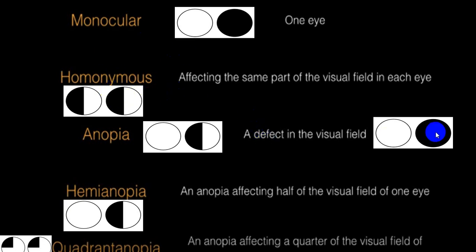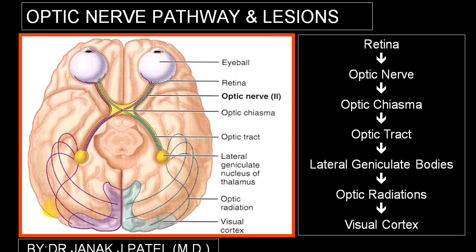If in only one eye, say here there is total blindness, here there is one side half field gone, this will be called a hemianopia. And if there is a quadrant field loss, quadrantic hemianopia, and here you can see this is upper quadrant field loss, so this is upper quadrantic left side homonymous hemianopia. So these are the terms.